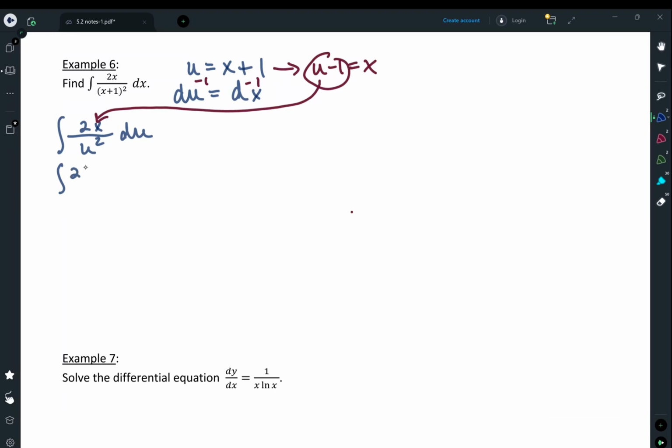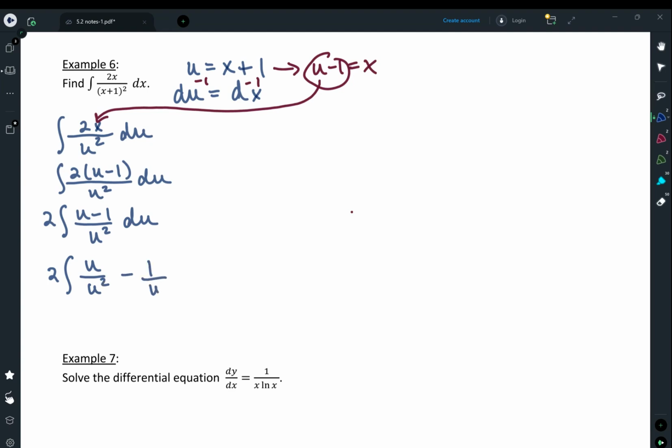So 2 times the quantity u minus 1, and then I have u squared, and then I have du. So I'm just going to go ahead and leave the 2 in the front. And then I have u minus 1 over u squared. And then let's think about how I could separate this out into 2 fractions. So I would have u over u squared minus 1 over u squared du. My first fraction can be simplified into just being 1 over u. And then the second one I'm going to write as u to the negative 2 power.